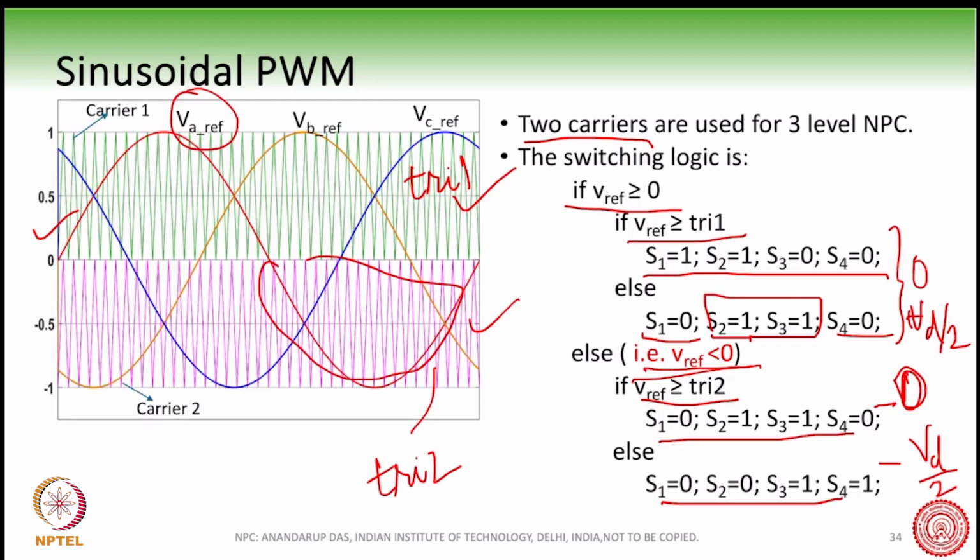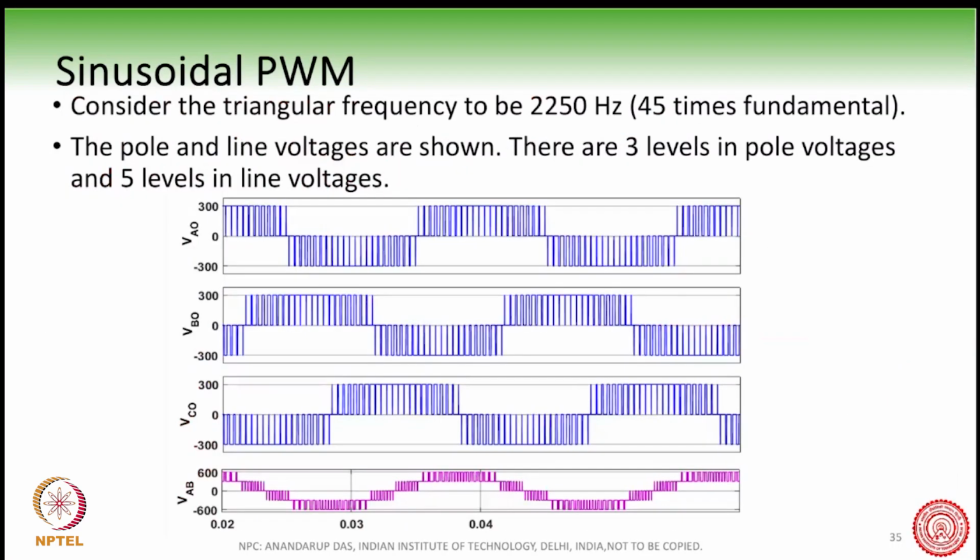When you use the three-level neutral point clamp converter, this will typically for an A phase give an output like this: 0, VD by 2 and minus VD by 2. This is how the sinusoidal PWM works.